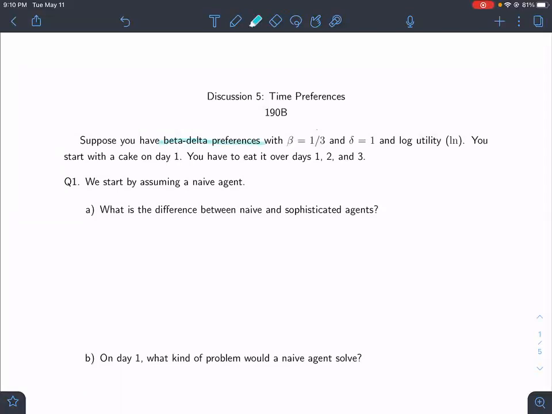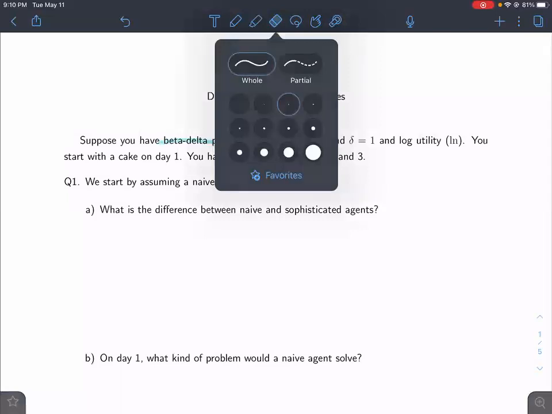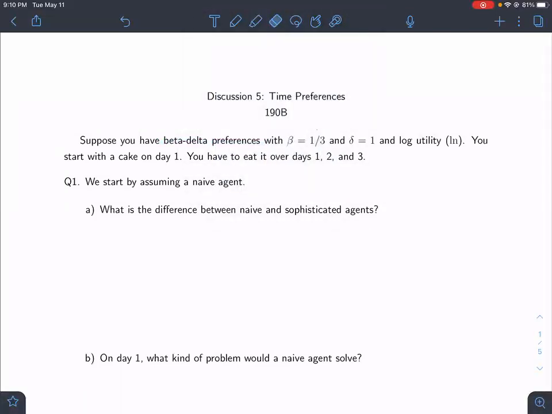Okay. So let me begin. Yeah, it's mostly about time inconsistency. Okay. So let's see how we have time inconsistent agents. Let me highlight the assumptions. Beta equals 1/3, delta equals 1, and we have log utility.